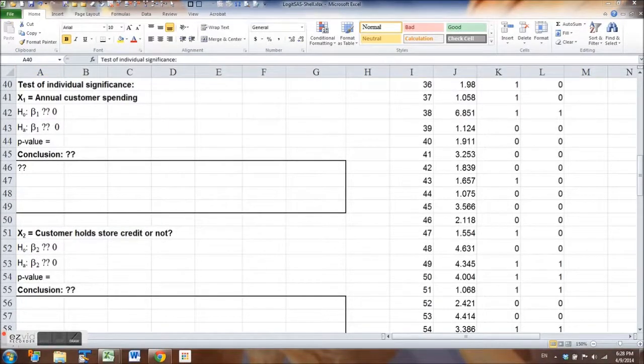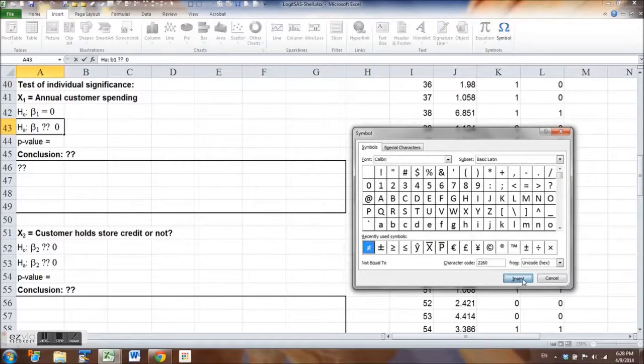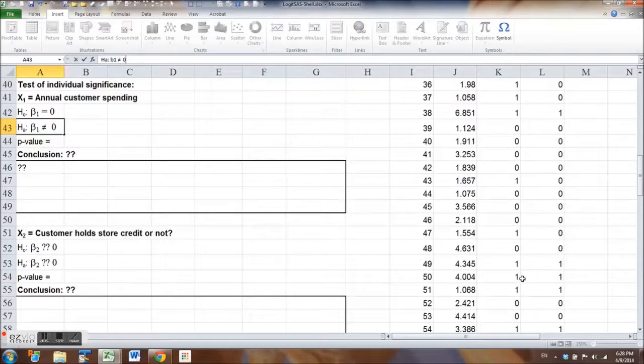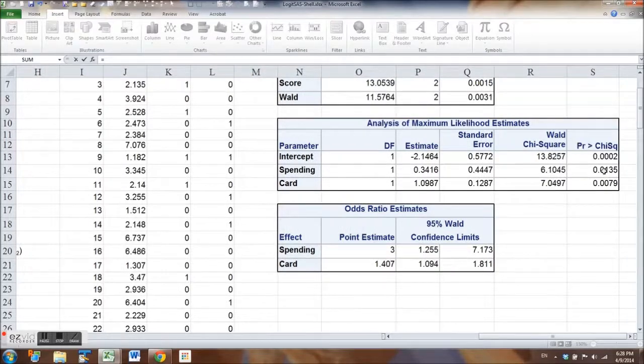Since we have established overall significance, now let's do test of significance for individual independent variables. The first one is the annual spending. So the hypothesis that we need to test for this is beta sub 1 equal to 0 against the alternative beta sub 1 not equal to 0. The p-value comes from the SAS output for annual spending. It's there.